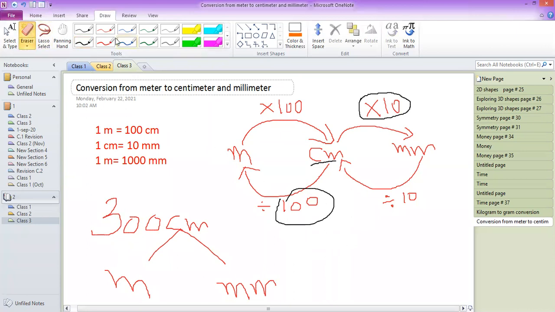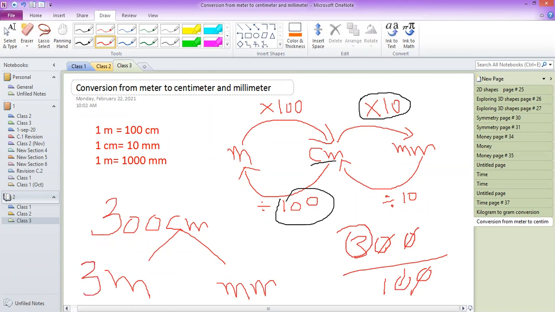So what you will do: 300 for centimeter, divided by 100 for meter. The zeros cancel with the zeros, and the answer is 3. That means you will say, sir, 300 centimeter is equal to 3 meter.